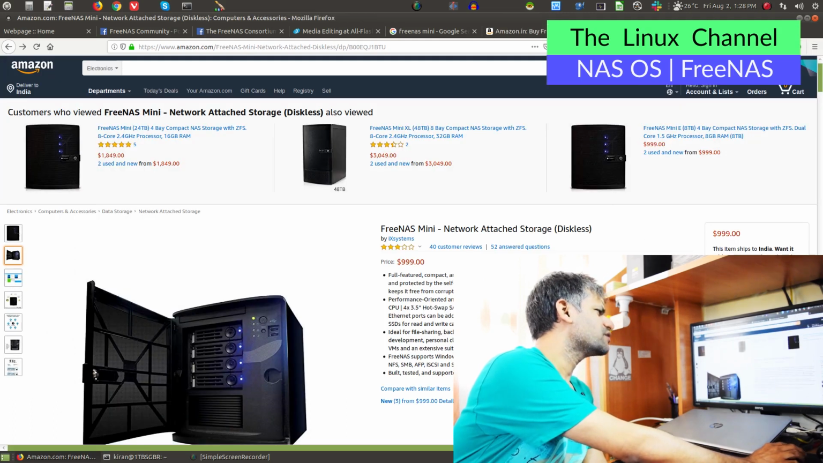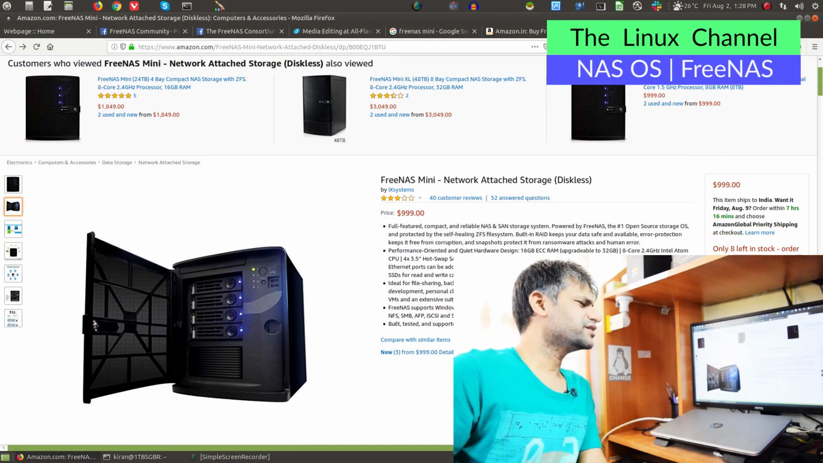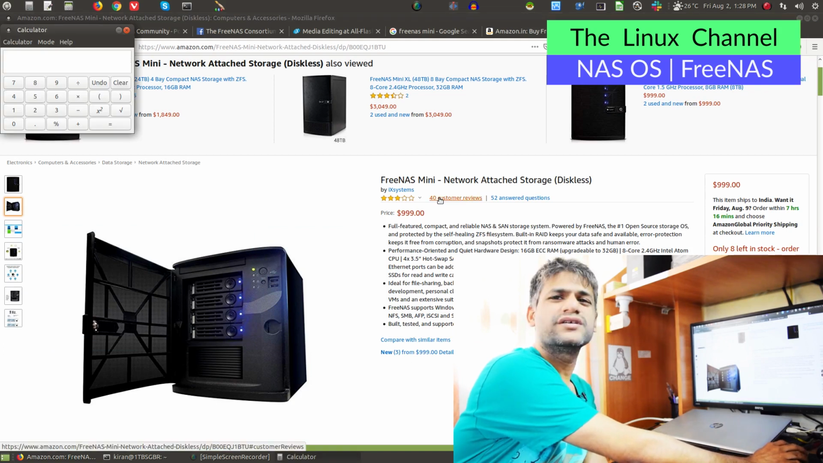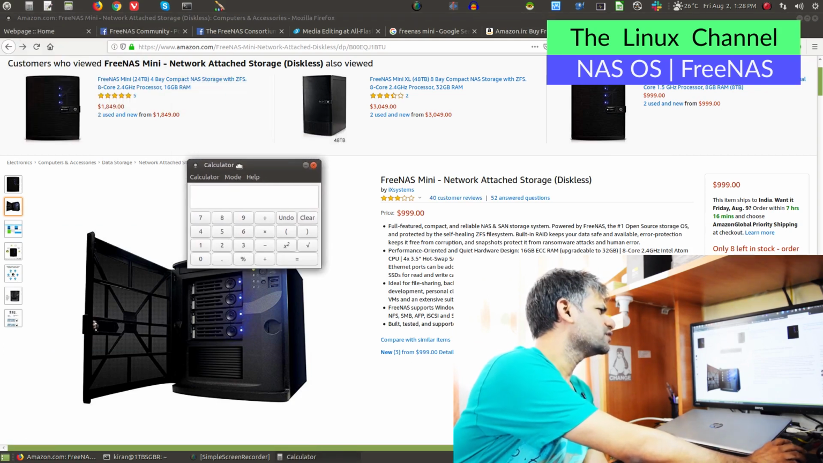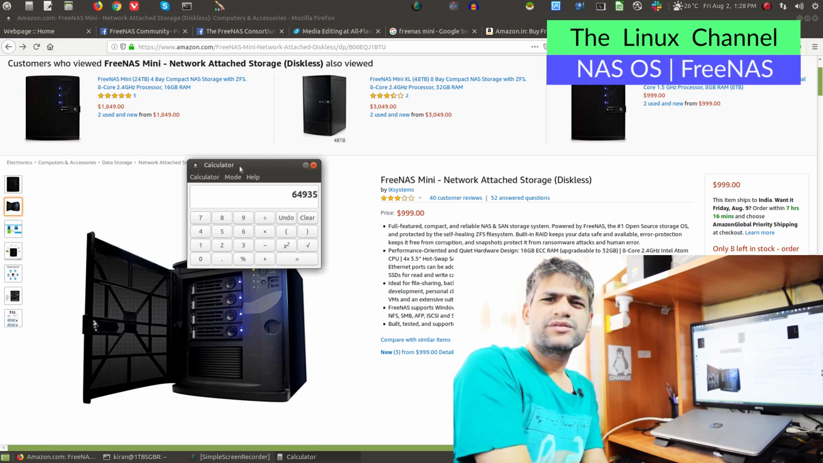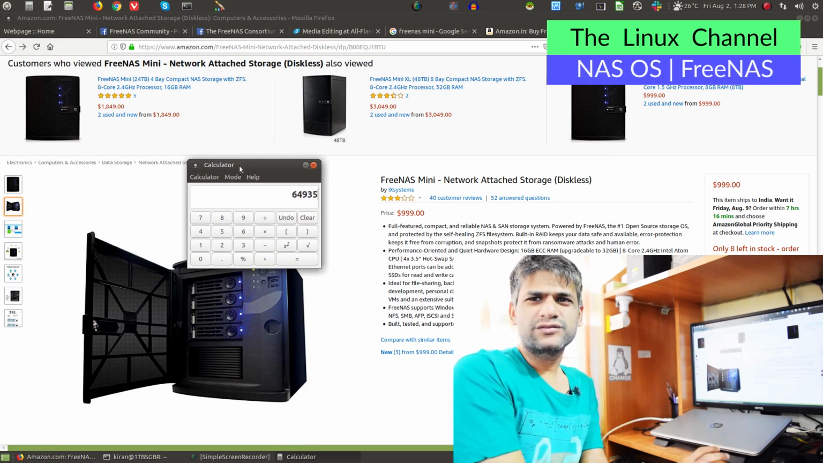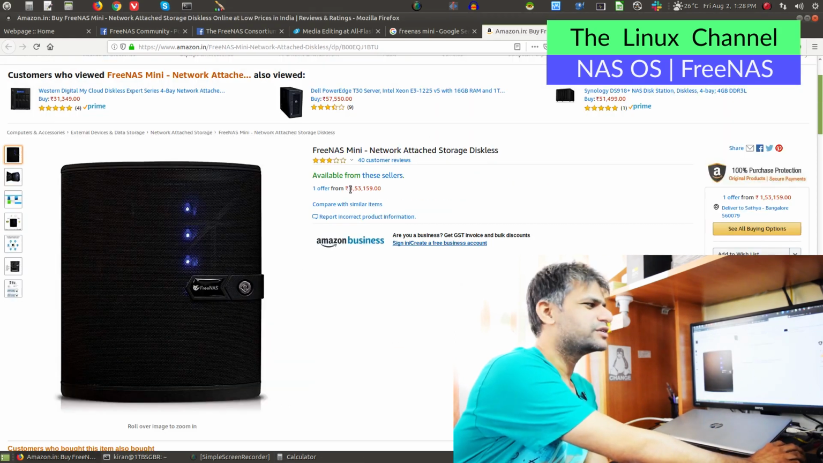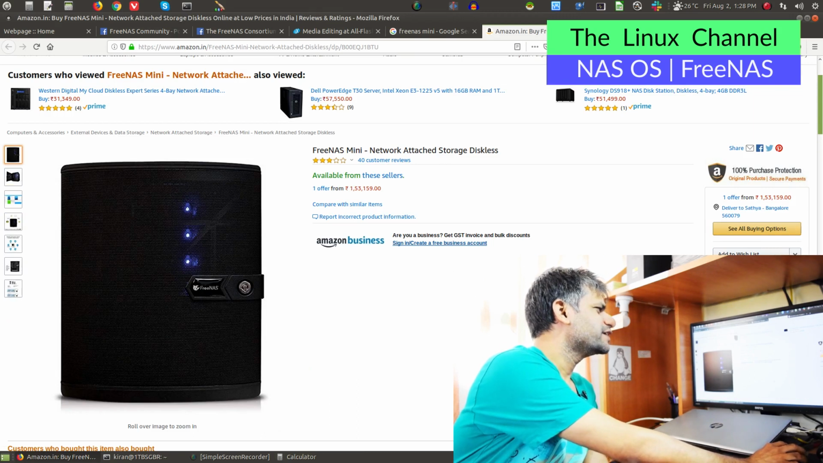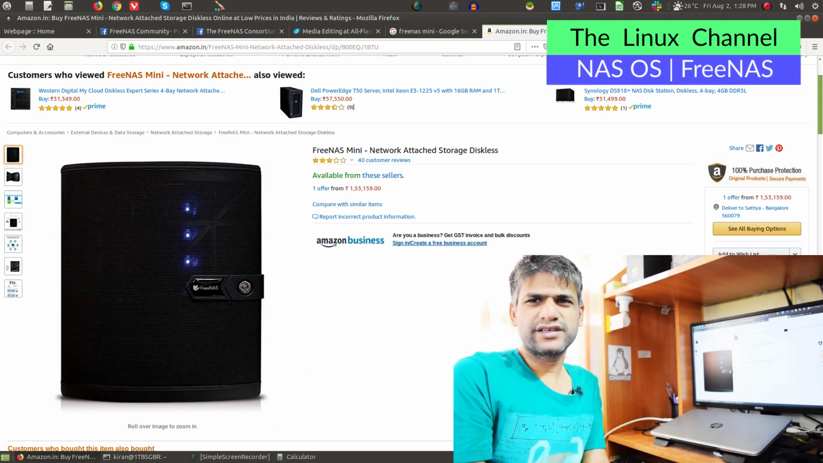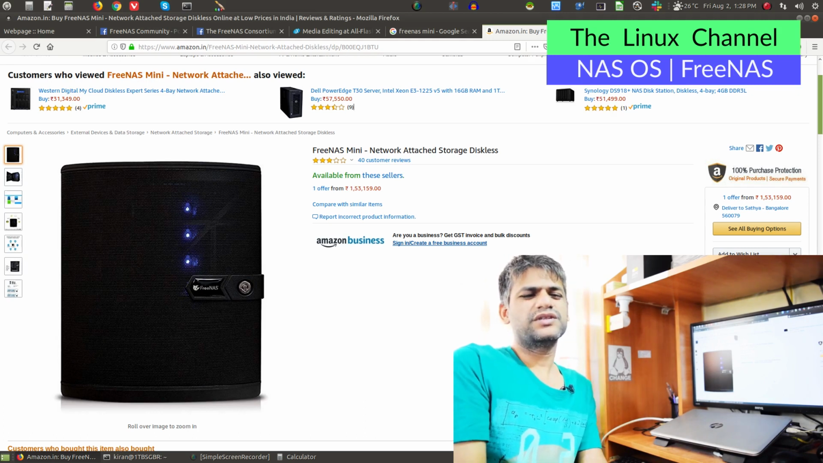If you check the same one on Amazon.com, it is retailing around 999 USD. It's around 65 rupees for every dollar, so 999 times 65 should typically cost around 65,000, something in that range. But as you can see here, it is almost triple that amount. This is the kind of weird thing happening with the FreeNAS hardware.